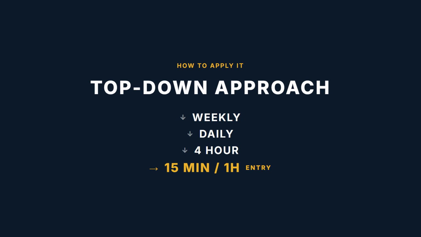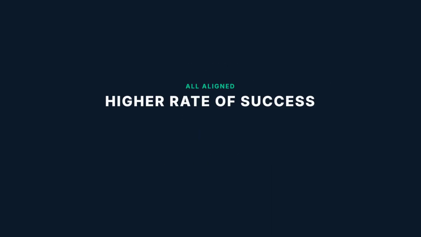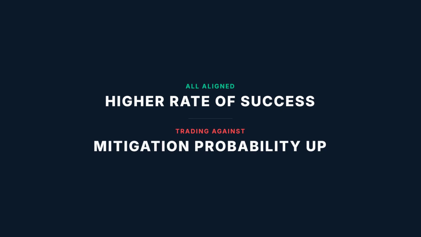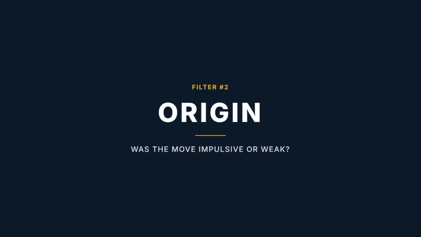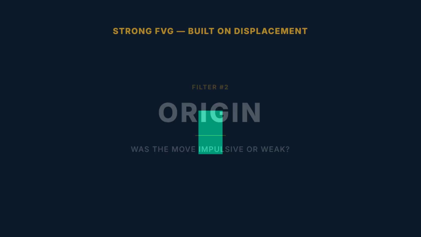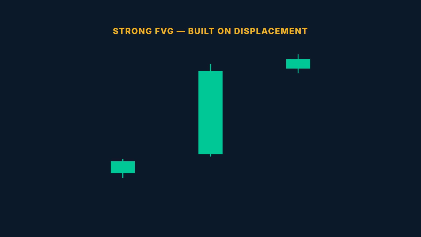FVG that shows up. In practice, this means before you mark any FVG, you start from the highest time frame. You look at the weekly and ask, what is the dominant trend? Then you go to the daily and ask the same thing, then the 4-hour. Only then do you drop to the entry time frame, usually 1 hour or 15 minutes, to find the FVG you are going to use in the trade. When all those time frames are pointing in the same direction, setups have a significantly higher rate of success. When you are trading against one of the higher time frames, the probability of getting mitigated goes up considerably.